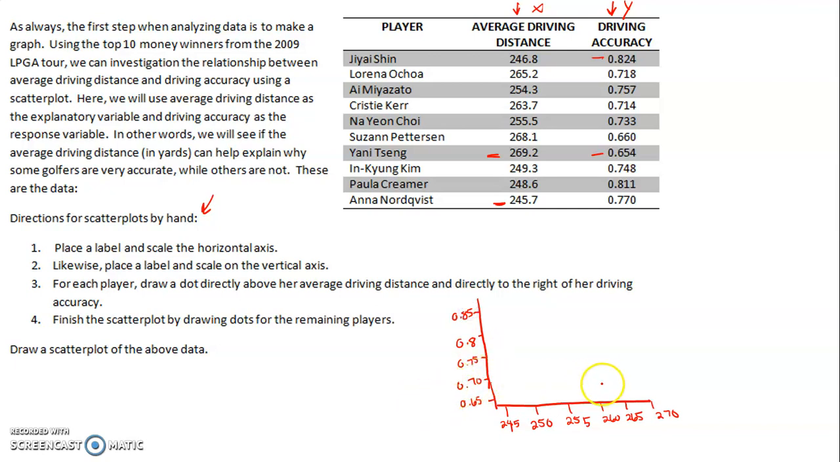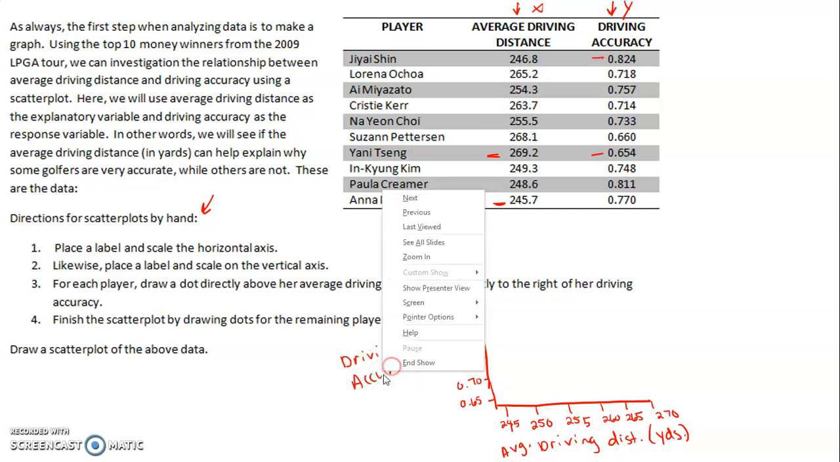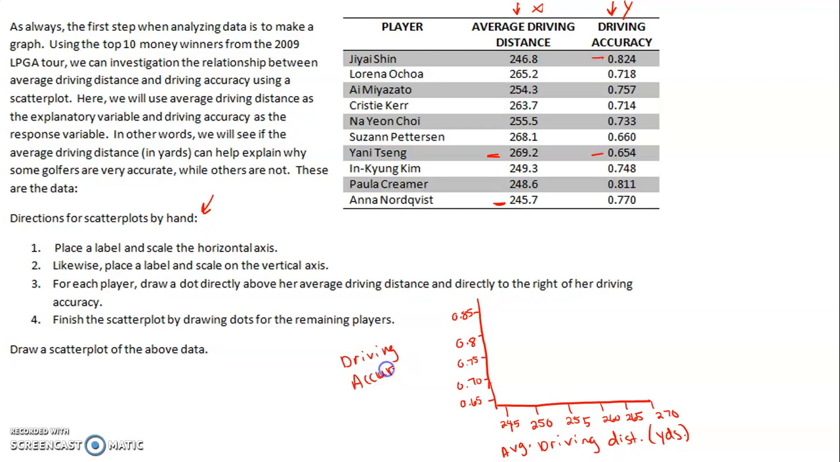Okay. And I need to label them too. So the x-axis is average driving distance. And these are in yards, by the way. And then driving accuracy. And whenever you're thinking of driving accuracy, that just means their percentage chance of getting on the green. So Jai Shin, she hits the green about 82.4% of the time.